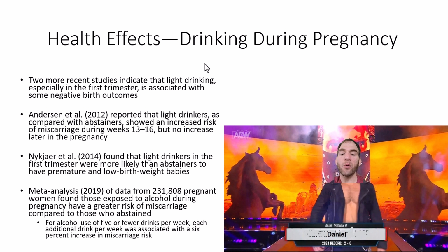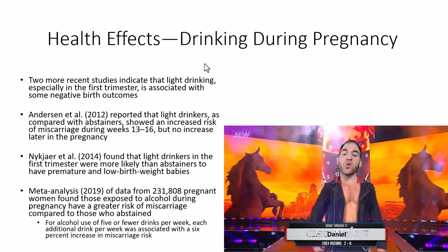A study in 2012 reported that light drinkers, as compared with abstainers, showed an increased risk of miscarriage during weeks 13 to 16 of pregnancy, but no increase later in the pregnancy. Nybo Andersen in 2014 found that light drinkers in the first trimester were more likely than abstainers to have premature or low birth weight babies.